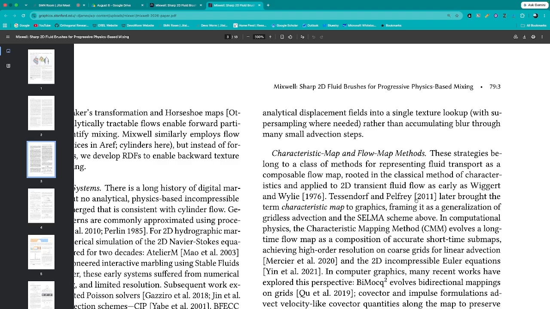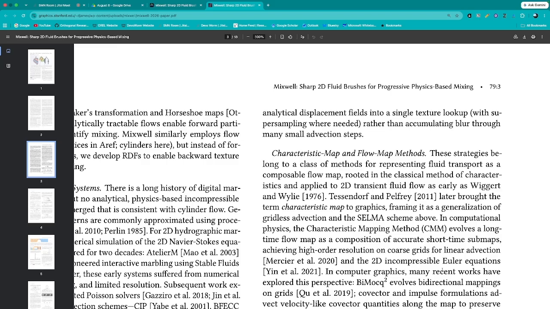Tessendorf and Pelfrey, 2011, later brought the term characteristic map to graphics, framing it as a generalization of gridless advection and the schemes above. In computational physics, the characteristic mapping method evolves a long-time flow map as a composition of accurate short-time submaps, achieving high-order resolution on coarse grids for linear advection and the 2D incompressible Euler equations.